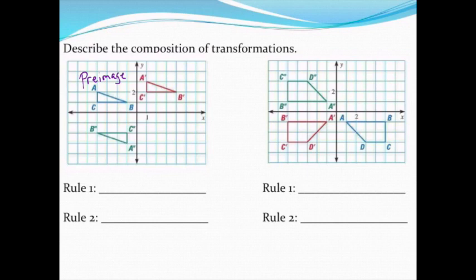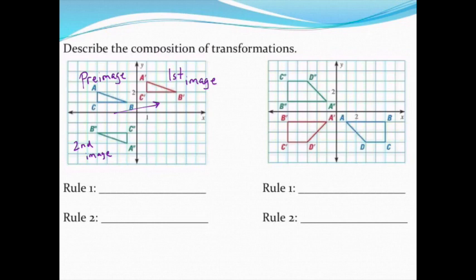Using then primes as the indication, the single prime, the red triangle, is going to be my first image. So that's going to be the first rule I need to figure out. And then the double prime is going to be my second image. So that's going to be the order that I need to write these rules in. So first up, let's figure out what's going on from the pre-image into our first image.